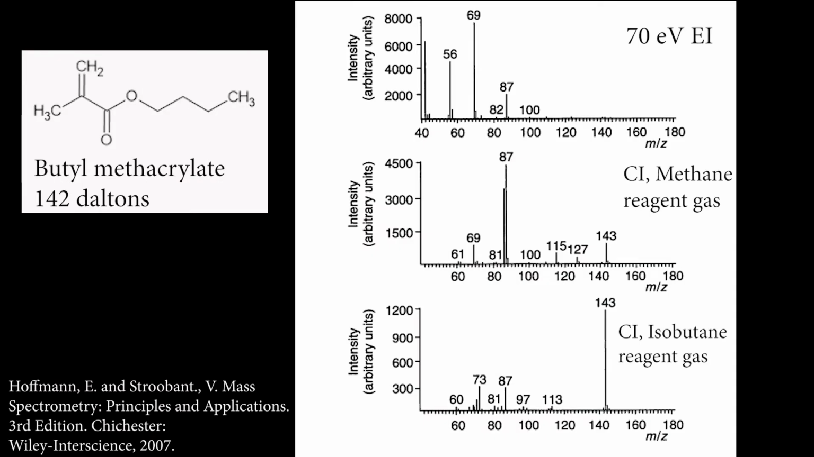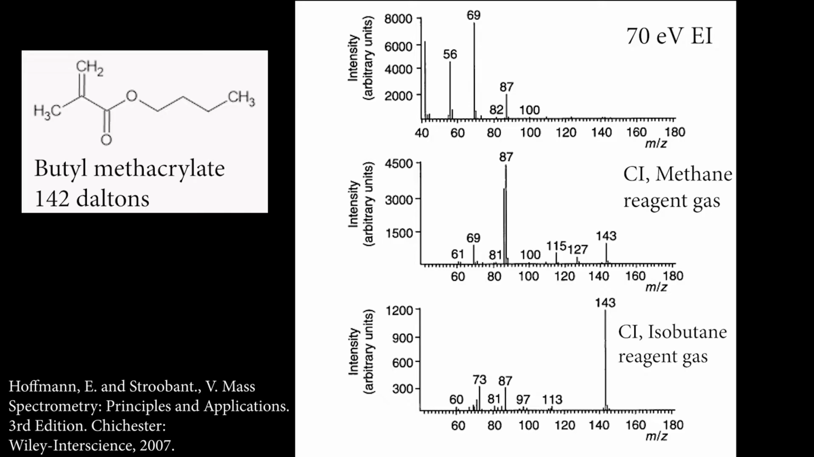So if we look at an example here, the ionization of butyl methacrylate, which is 142 Daltons. If we do a 70 electron volt EI source, we don't get a molecular ion for this guy. There's no 142 peak. EI is too rough. This guy fragments too easily. We get all fragments, which, if you don't know what you're looking for, can be a little bit frustrating, especially if it's something new.